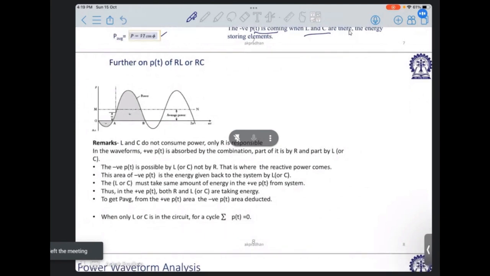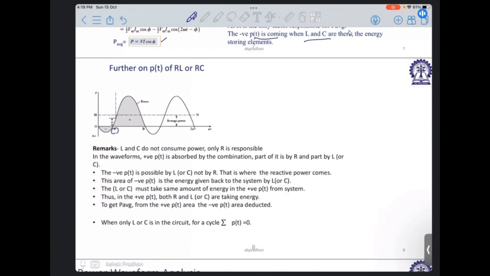So from this one, I go back to something more. This point is nothing but the 0 to phi point. The area under this curve, on this small portion, is the energy given back to the system side, negative P, because positive P is consumed by the corresponding load. So the negative part is given back by L and C, which must take energy from the positive half.